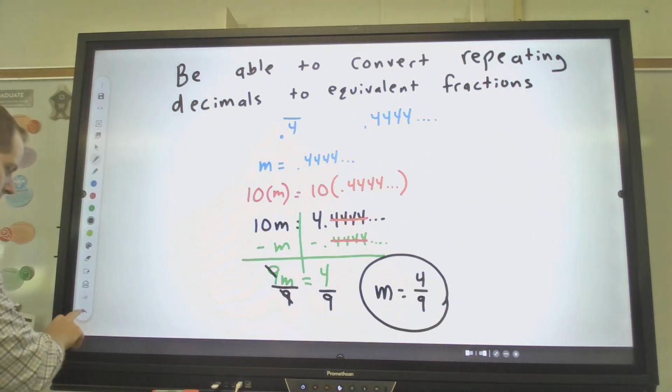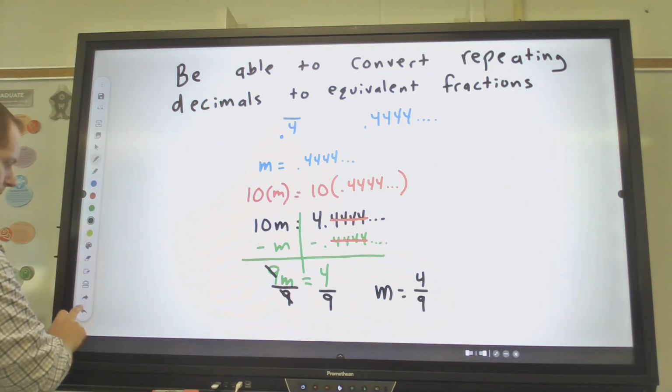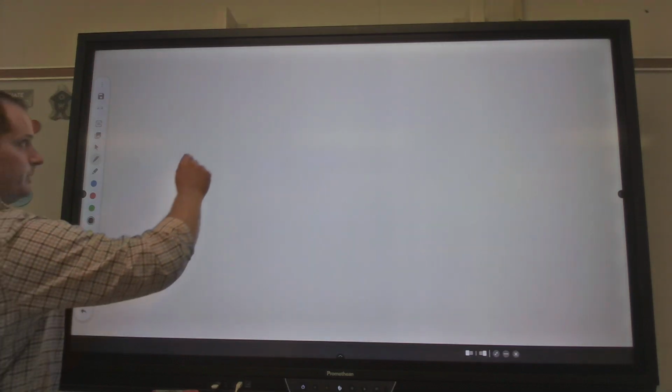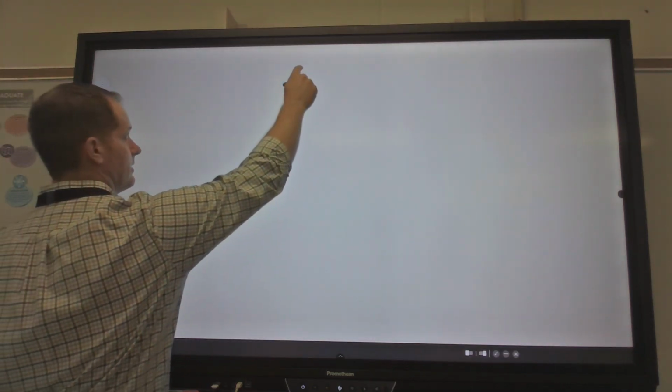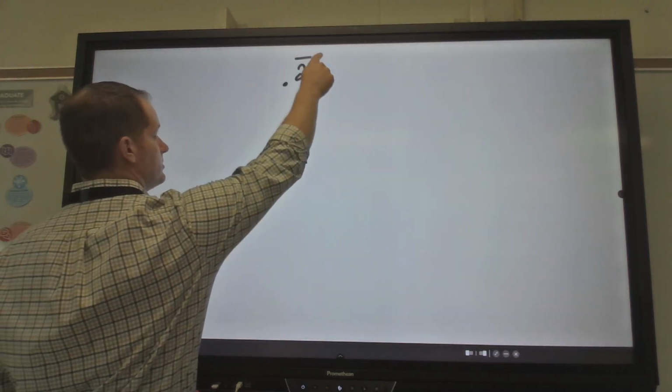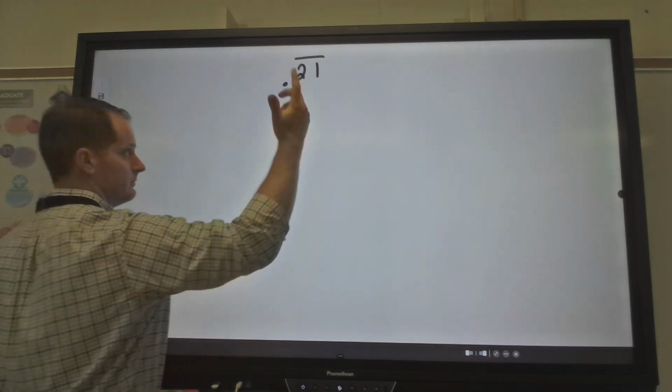All right, let's look at another example. Let's say we had two digits being repeated. Let's say it was 212121.